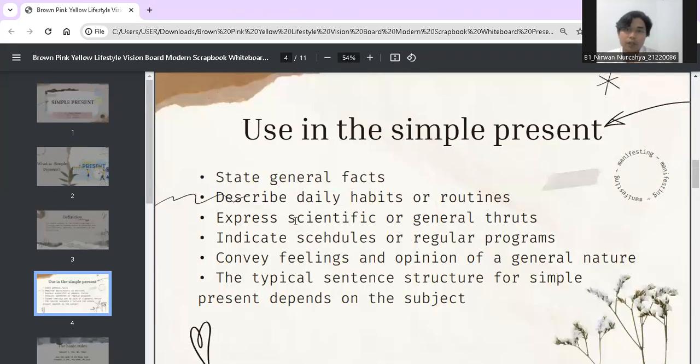The simple present is used, number one, to state general facts, describe daily habits or routines, express scientific or general truths, indicate schedules or regular programs, and convey feelings and opinions of a general nature. The typical sentence structure for the simple present depends on the subject.